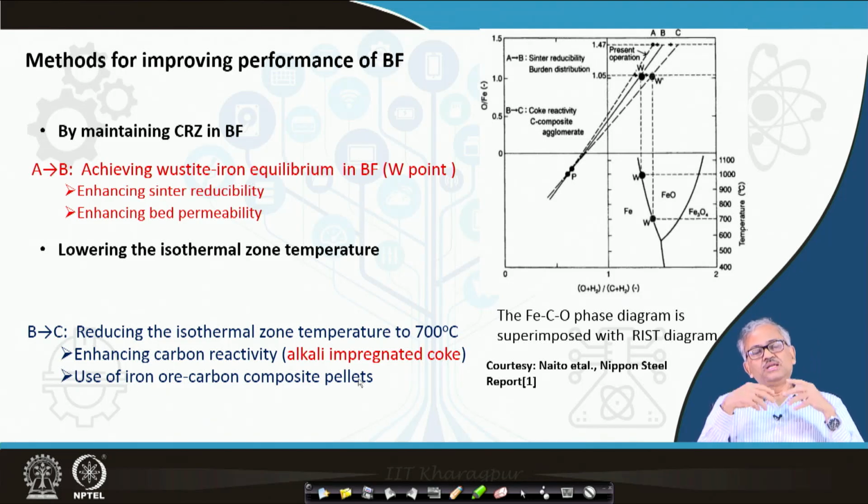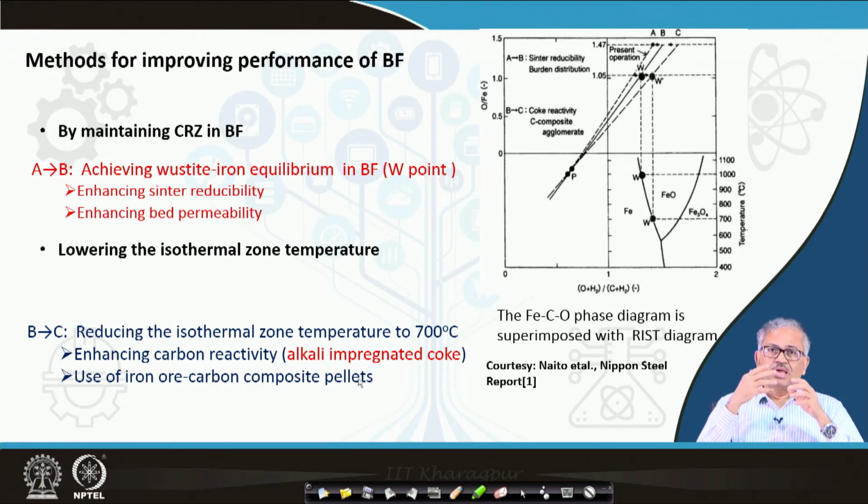But how can we increase this reactivity of the coke? That is how you can increase this gasification. Gasification we can increase by increasing the reactivity, because if the coke is more reactive, more gasification will go on. That can be done by the alkali impregnated coke, and you can use the iron ore coal composite pellets also if possible. What happens in that? The iron ore and carbon remain in intimate contact with each other. As a result, the reduction can take place very fast.